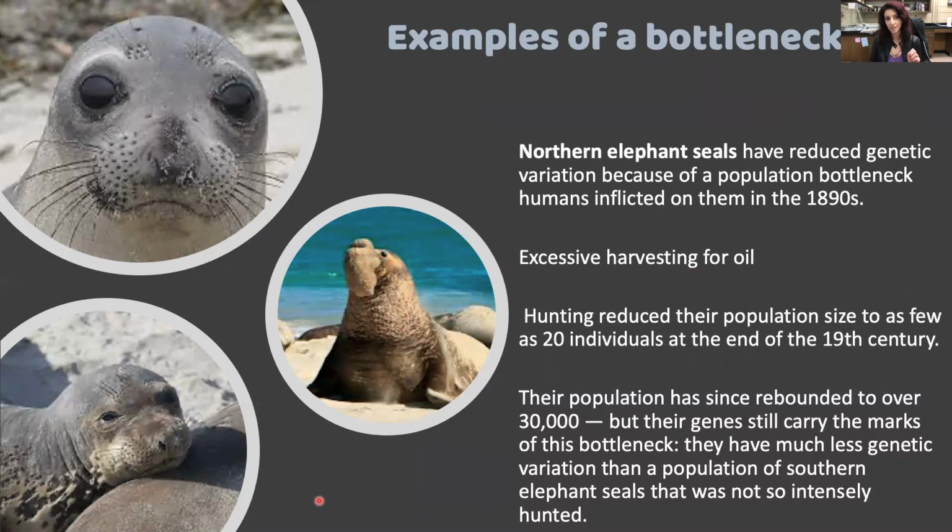What's interesting is that since that time, their population has actually rebounded. There's over 30,000 individuals of the northern elephant seal in their population. But when you take a look at their genes and their genetic variation, they still have evidence of that bottleneck. They have much less genetic variation than a population of southern elephant seal that wasn't nearly hunted as much. So even though in numbers, it seems that they are doing okay, they still don't have the genetic variation and diversity that would allow them to successfully adapt to their changing environment in the future.